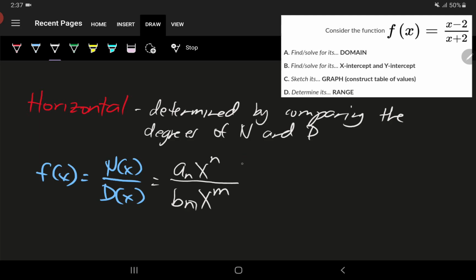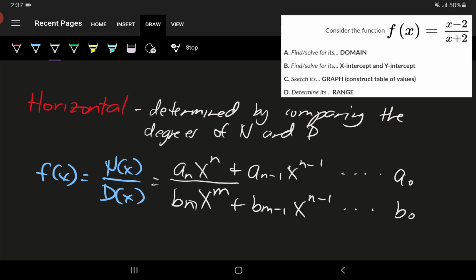Okay, so if you want to continue the concept of this polynomials, pag naka-standard form, so magiging a sub n minus 1 times x raised to n minus 1. Okay, same with the denominator, b sub m minus 1, x raised to m minus 1. Until makuha natin yung pinakadulo, which is the constant, a sub 0 and then b sub 0. So, anong concept dito, sir? So, again, since for horizontal asymptote, we are asked to just determine or compare. Okay, so just compare the degrees.